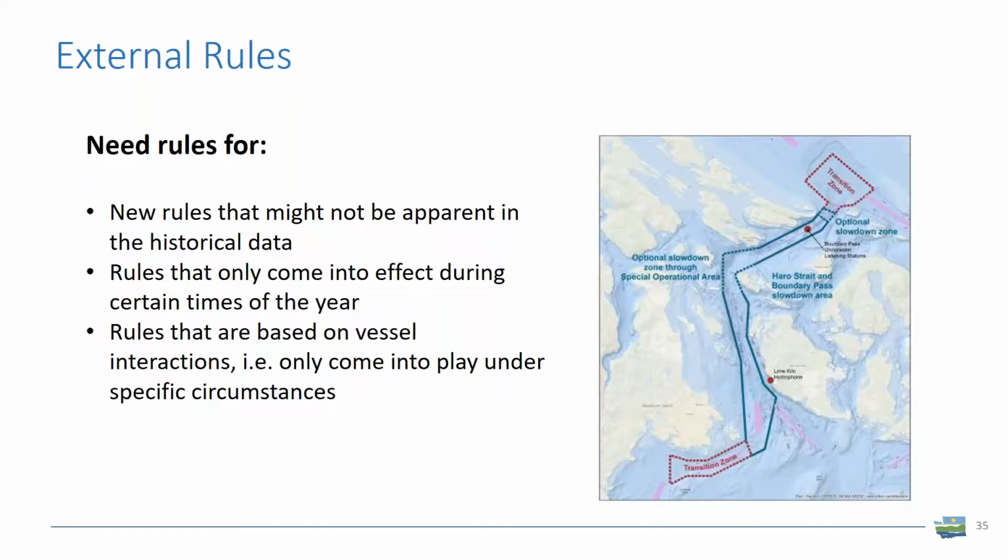But there are some rules that are situational enough that we need to model them independently. We can't just rely on historical movements to accurately reflect these in our model. And so here are the types of rules that we may need to model independently. New rules that might not be apparent in the historical data, rules that only come into effect during certain times of the year, and rules that are based on vessel interactions, for example, those that only come into play under specific circumstances.